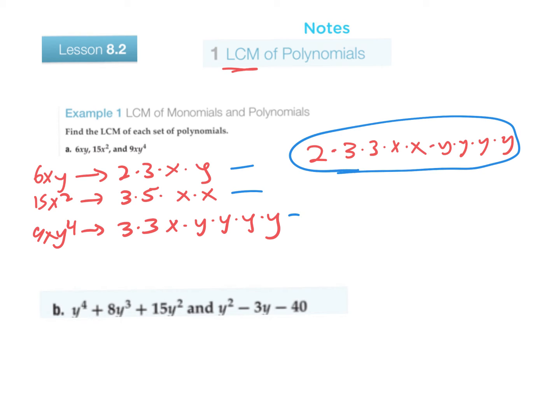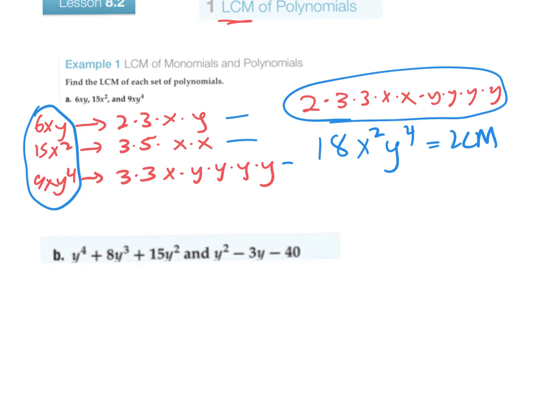together, multiply everything, 2 times 3 times 3, that's 18, x squared, y to the 4th. This is called my lowest common multiple. So that's the lowest number possible that all 3 of these numbers would divide into, which it does. All right, let's look at polynomials doing the same exact thing.